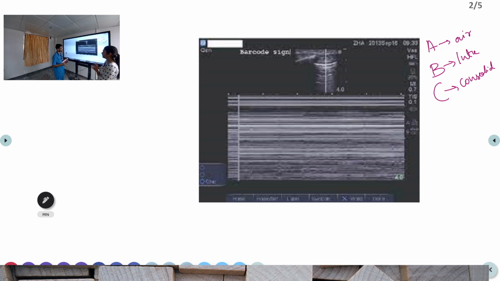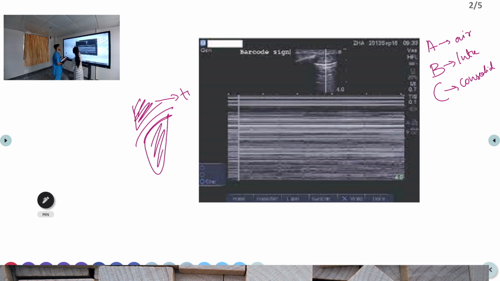Suppose one patient is having right side consolidation. Along with that, this is the diaphragm, and the patient has the liver. If we keep the curvilinear probe here, we will see a liver-like pattern of the lung. How the liver looks, the lung will also look the same. That is what is called hepatization. In ultrasound, this sign is called the tissue sign.